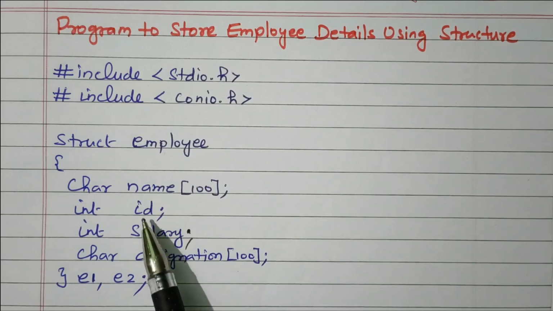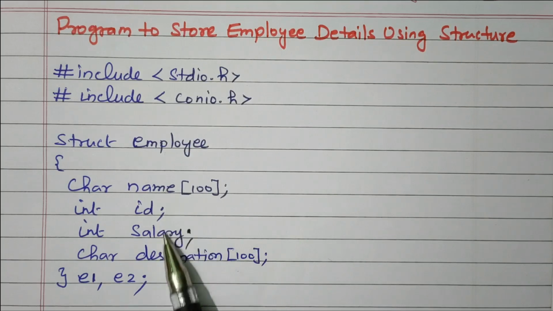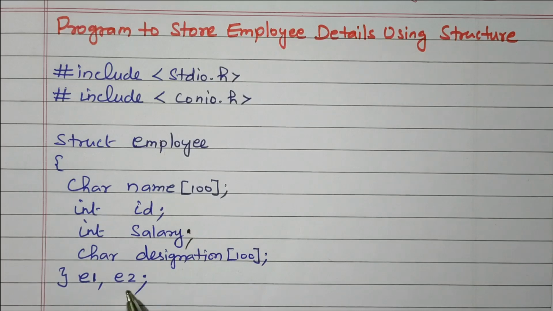So we have four variables: employee name, employee ID, salary and designation. These two are character, these two are integer. So different types of related data can be stored in the structure. Then close the brace. Here structure variables are declared, E1, E2. E1 refers to the first employee. With E1 we can store one set of data. Similarly, E2 refers to the second employee, we can store the second set of data using E2.